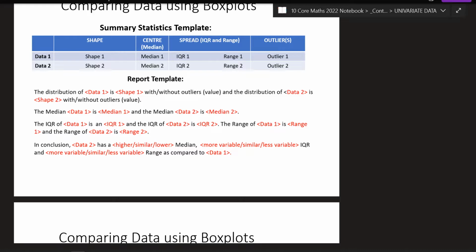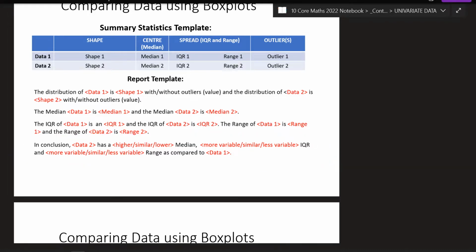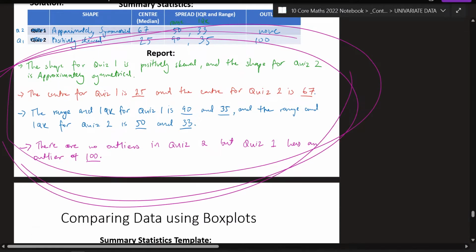Okay, so here it says in conclusion, data 2, whatever it is, has a higher, similar, or lower median. So you talk about its median. More variable, similar, or less variable, depending on the IQR. And then you talk about more variable and similar or less variable compared to data 1. All right. This does get a bit confusing, but you don't necessarily have to have an ending statement. What they really look for is this. Okay, they really want you, you got to make sure you know how to compare.